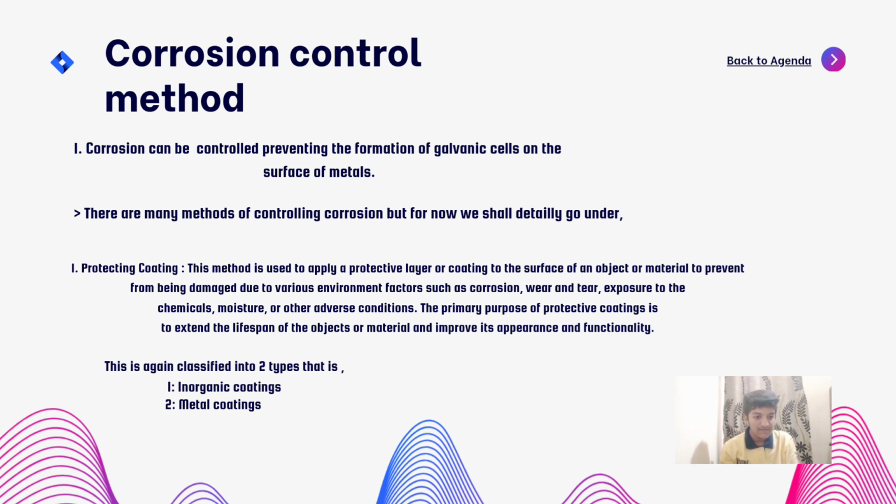The primary purpose of the protective coating is to extend the lifespan of the objects and materials and to improve the appearance and the functionality of the objects and materials. This is again classified into two types, that is inorganic coating and metal coating.